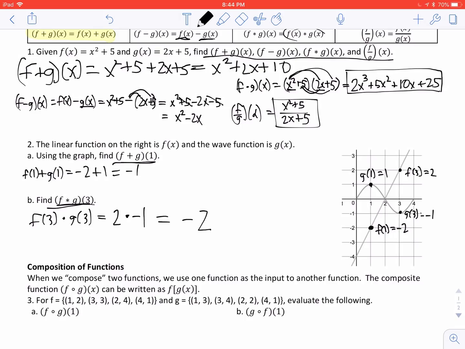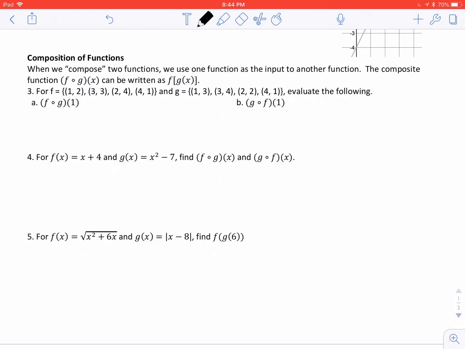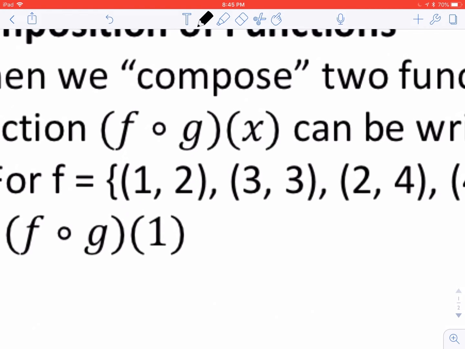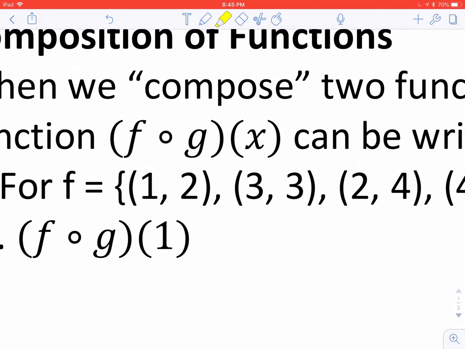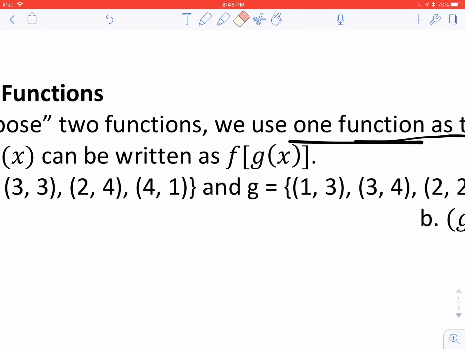Okay, so a new operation we have here is called composition of functions. So composing two functions means that we're going to take one function and use it as the input to another function. And this is written as, notice this is an open circle, so f open circle g of x means we're composing two functions. And the other notation we have is, instead of writing f of x, we write f of, and we put an entire function here in the parentheses. So it's f of g of x.